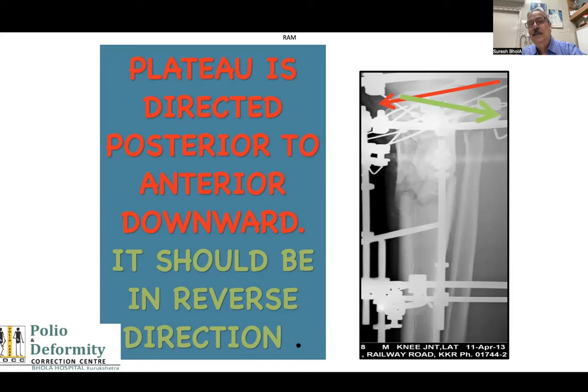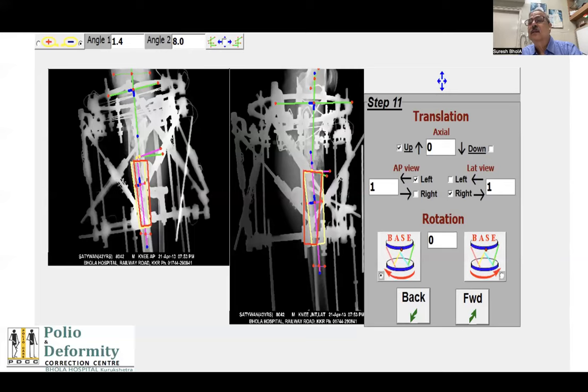We want a posterior to anterior slope, PPTA, posterior proximal tibial angle, about 80 degrees. So we can do this thing in spite of the fact that the operation has been done. Still, we change the parameters. How? This is done with the help of the hinge support. In the AP view, from yellow position to the red position, because we just want to translate it laterally.